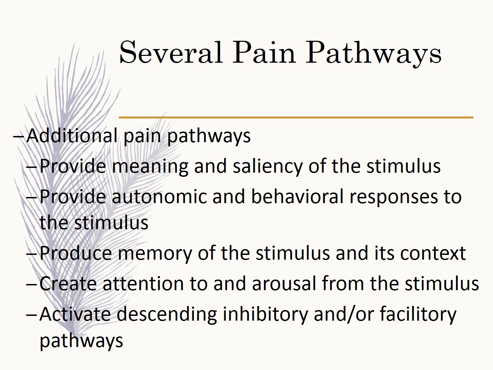The alternate pathways also create attention to the pain. They help us to pay attention to it so we don't further hurt ourselves, and they create arousal. You might notice your heart rate or your blood pressure going up, or you're sweating when you're having pain. And finally, these additional pain pathways help to activate endogenous or built-in pathways back down to the spinal cord that can either amplify the pain or inhibit the pain.